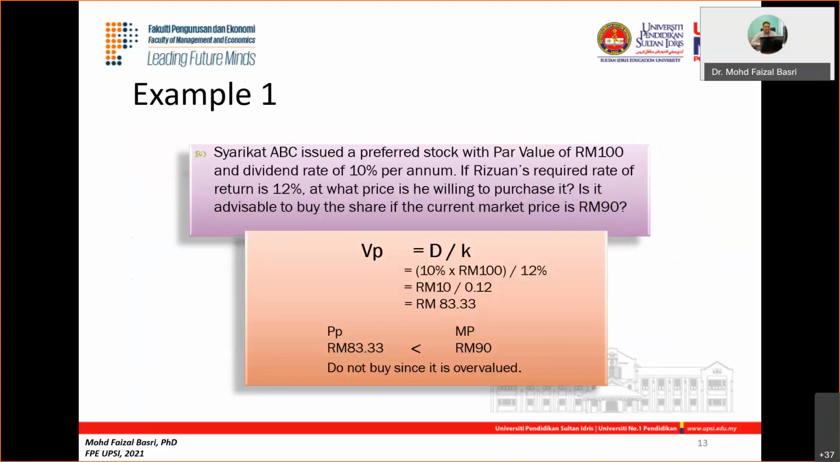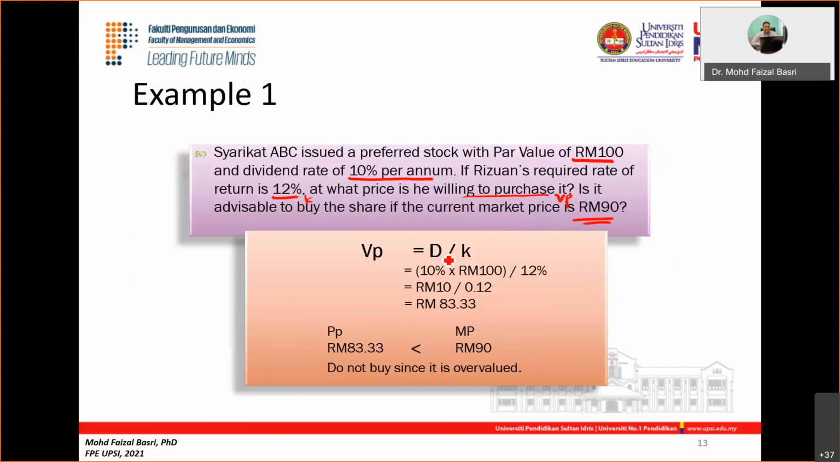Okay, Syarikat ABC issued preferred stocks with a par value of 100 ringgit and the dividend rate is 10%. If Rizwan's required rate of return is 12%, what would be the price he is willing to purchase it at? Or in other words, what would be the VP, valuation of the preferred stocks, or the intrinsic value? Next, is it advisable to buy if the market price is 90 ringgit? So there are only two things we need: the dividend, which is 10% per annum, and the K, the required rate of return. In this case it is 12%.